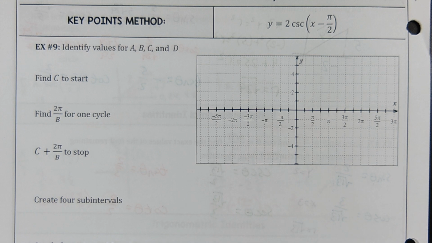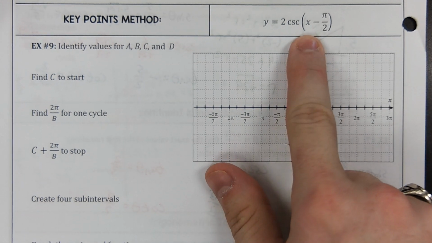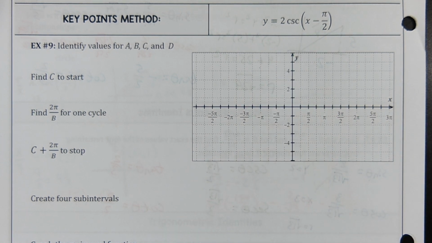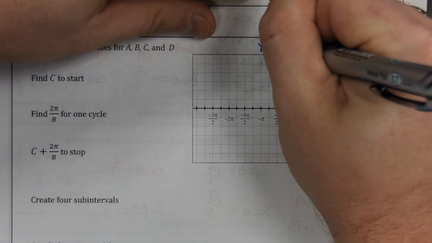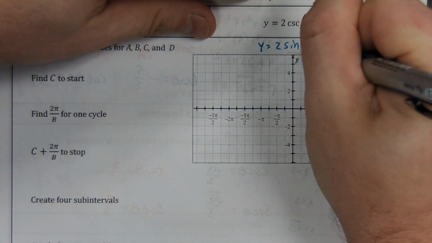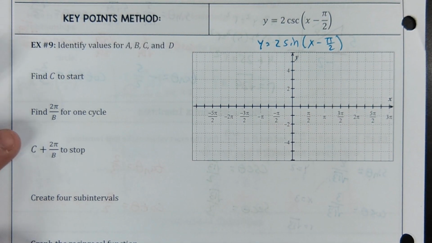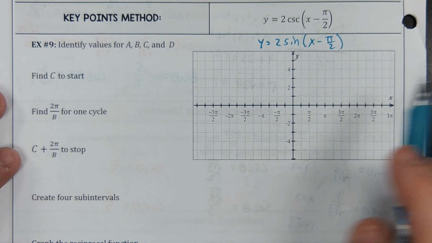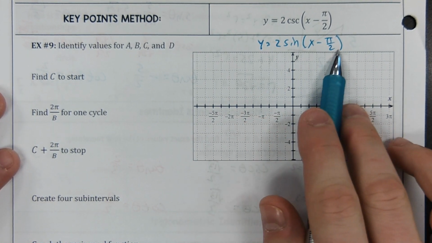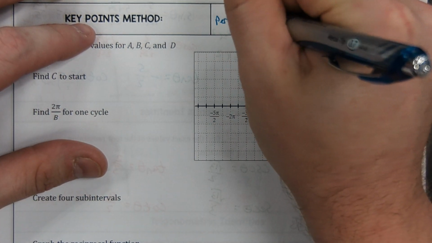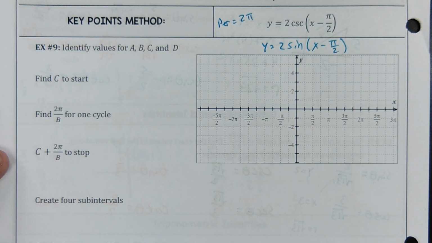If you're comfortable with the way that I did it, we're going to write this as its reciprocal function, which would be sine. I'll do that in blue. Y equals 2 sine of x minus pi over 2. What is the period of this equation? 2 pi. Because it would have been 2 pi over b, but our b value is 1.